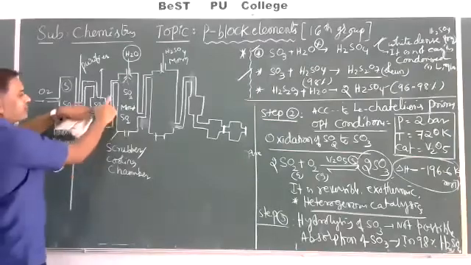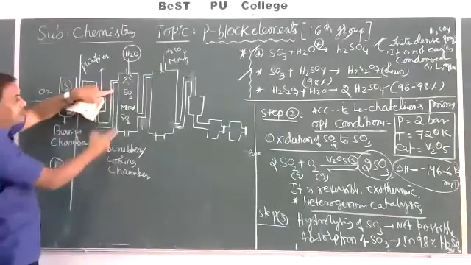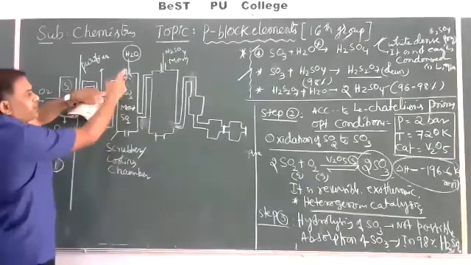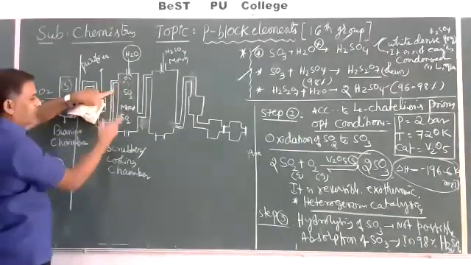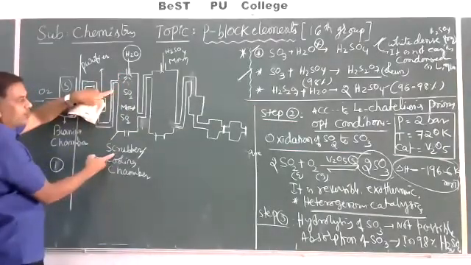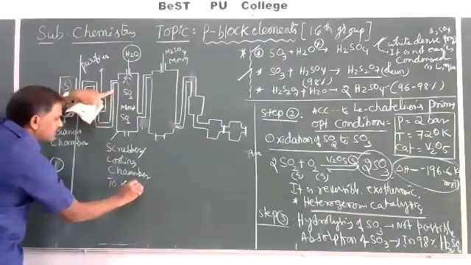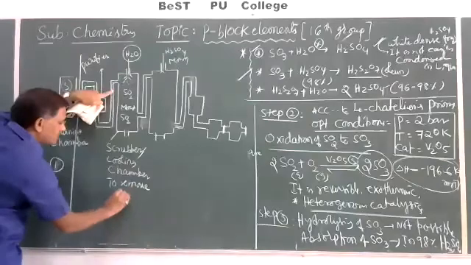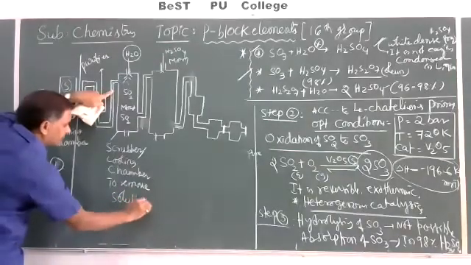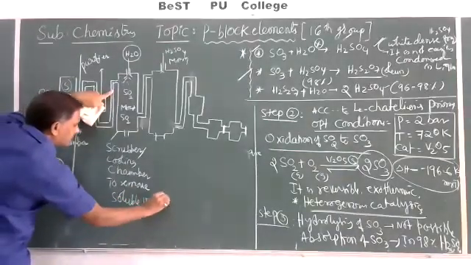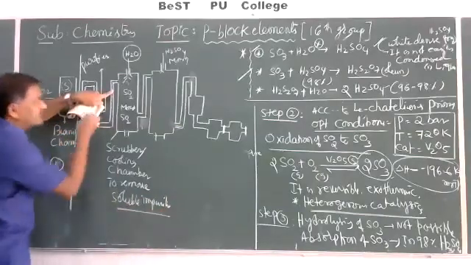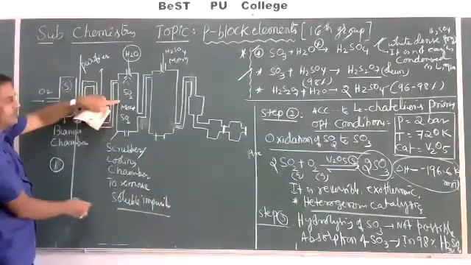The obtained sulfur dioxide is passed through one tower. The tower containing water, we can spray it. That is called the water tower. That is called a scrubber, to remove the soluble impurities. To remove soluble impurities, we can use this scrubber or the cooling tower.